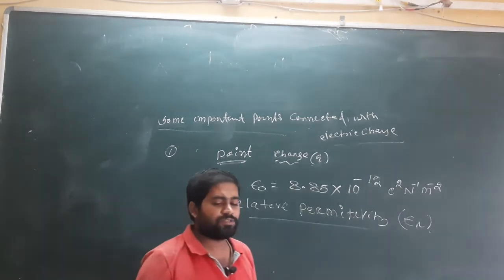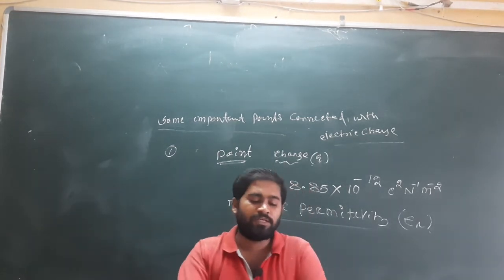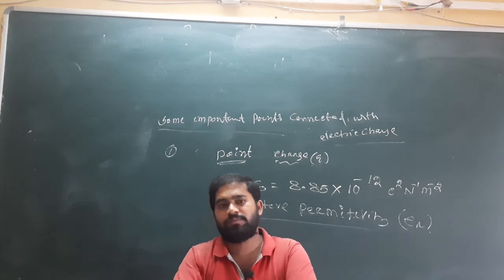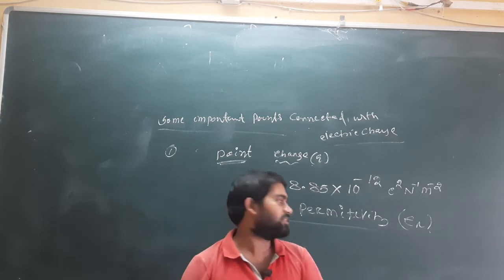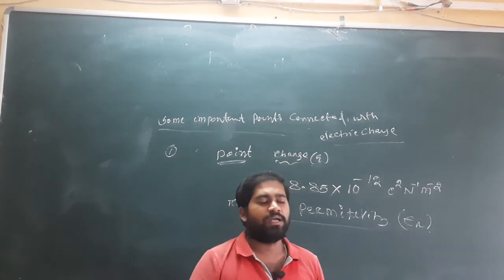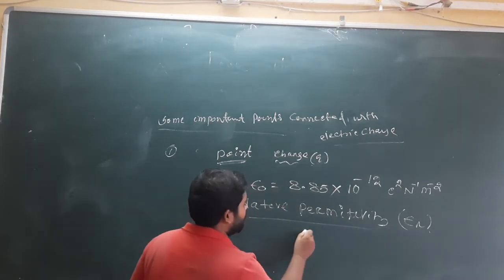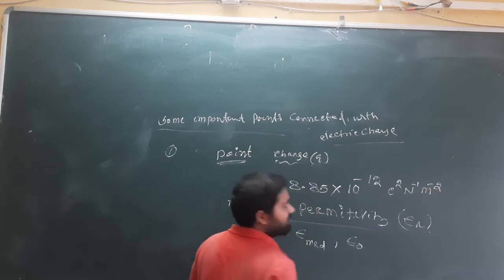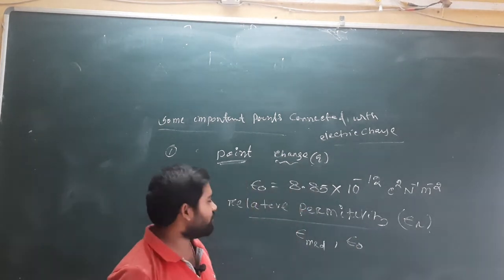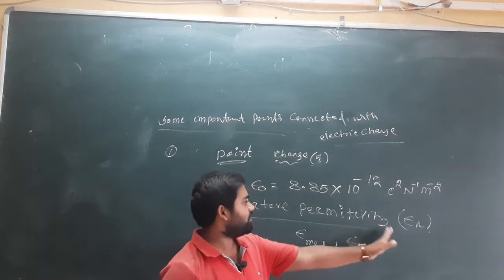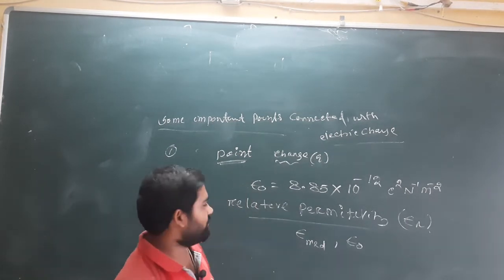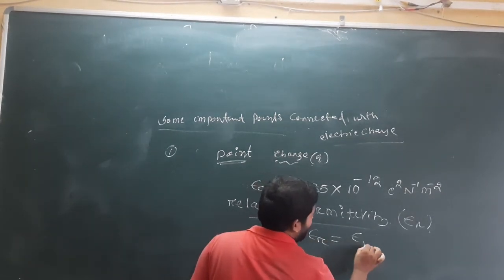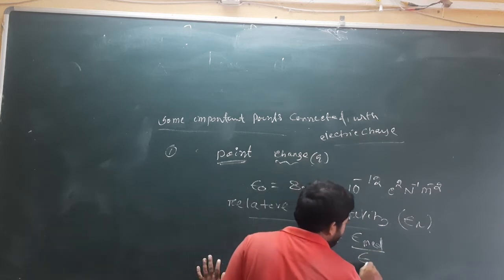So epsilon r is the variation of permittivity between two mediums. If we make a comparison of the permittivity between air and any other medium, then that comparison is known as relative permittivity. Suppose permittivity in any other medium is epsilon, and epsilon naught is the permittivity in free space. When we compare that medium to free space, that term is called relative permittivity, and it is the ratio of permittivity in a medium to the permittivity in free space.